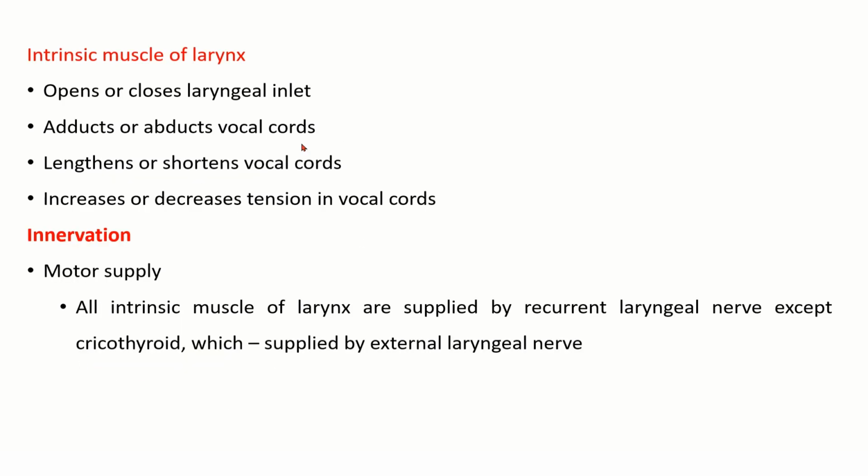So let us see the intrinsic muscles of the larynx: they open or close the laryngeal inlet, adduct or abduct the vocal cords, lengthen or shorten the vocal cords, and increase or decrease tension in the vocal cords. This is the main function of the intrinsic muscles of the larynx. So mainly they help in phonation and respiration. Innervation, motor supply: all intrinsic muscles of the larynx are supplied by the recurrent laryngeal nerve except cricothyroid, which is supplied by the external laryngeal nerve.